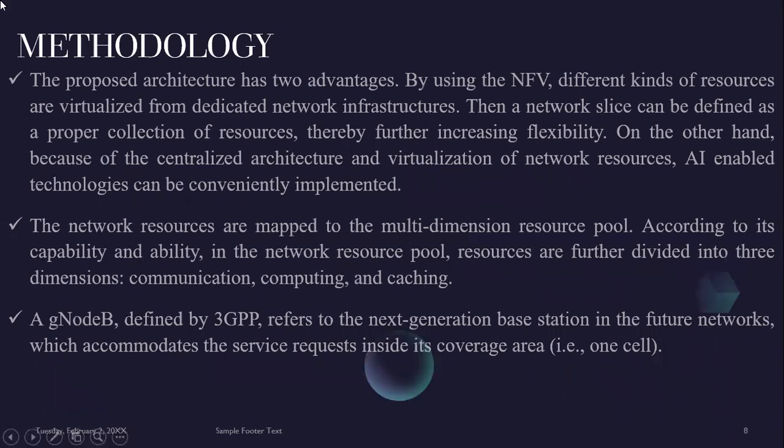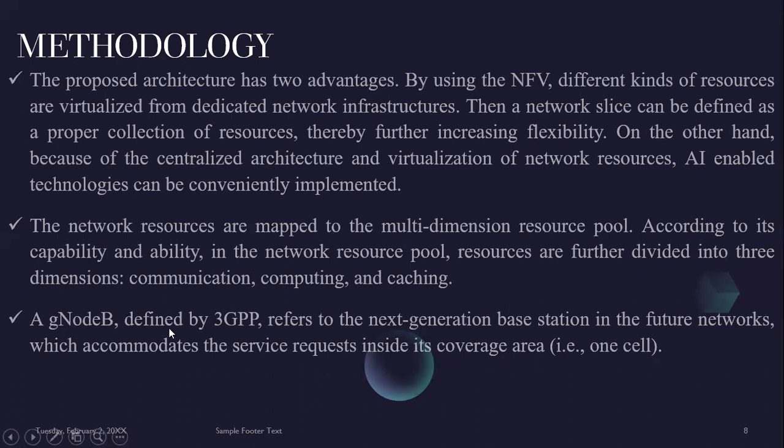Methodology. The proposed architecture has two advantages. By using the NFV, different kinds of resources are virtualized from dedicated network infrastructures. Then a network slice can be defined as a proper collection of resources, thereby further increasing the flexibility. On the other hand, because of the centralized architecture and virtualization of network resources, AI enabled technologies can be conveniently implemented. The network resources are mapped to the multi-dimensional resource pool according to their capability. In the network resource pool, resources are further divided into three dimensions, that is communication, computing, and caching.